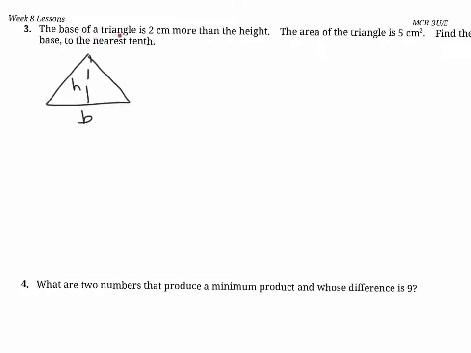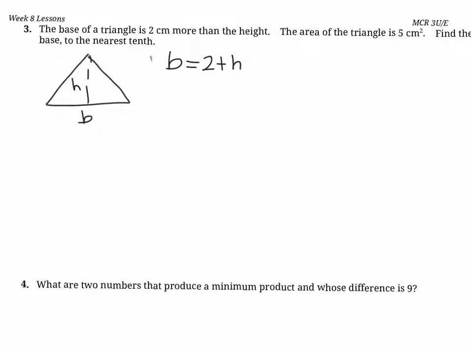So the base of a triangle is 2 more than the height. Let's make an equation for that. Base is 2 more than the height. Literally translate it word for word. Base is 2 more than the height. Done. So here's our first equation.